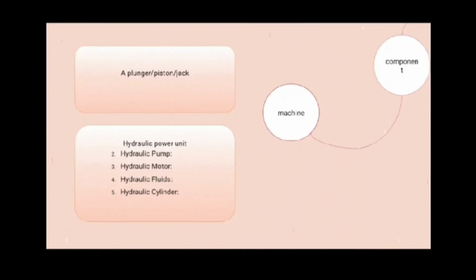The next main component is the machine. In the machine, there is a piston, plunger, and a jack. There is also a hydraulic power unit. In the hydraulic power unit, there are four components. The first component is the hydraulic pump that converts mechanical power into hydraulic energy. The second one is the hydraulic motor, an actuator that converts hydraulic pressure into torque and rotation. The third one is hydraulic fluid, which transfers power in a hydraulic system to generate movement. The last one is the hydraulic cylinder that converts the energy in the hydraulic fluid into force and regulates the pressure in the fluid that is controlled by the hydraulic motor.